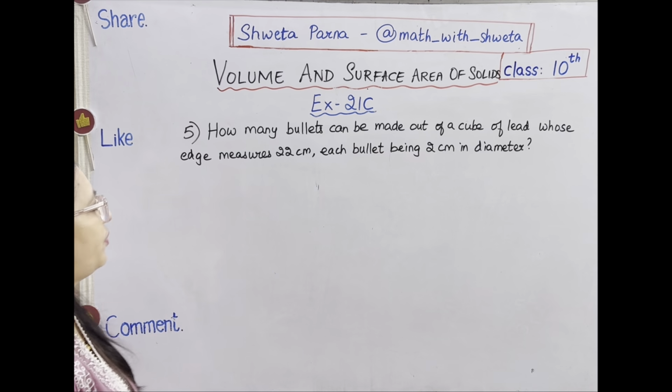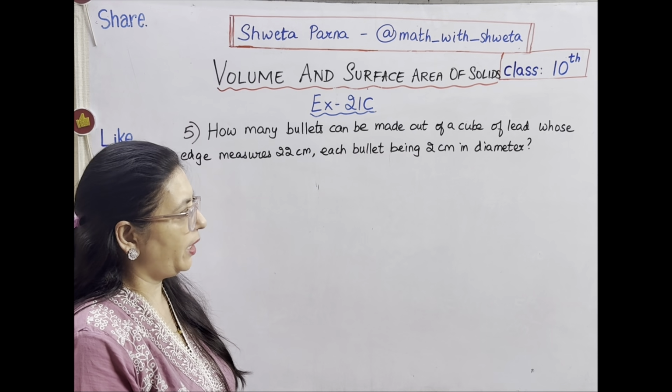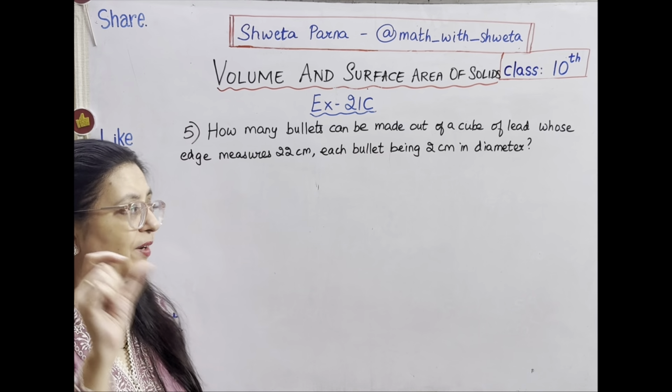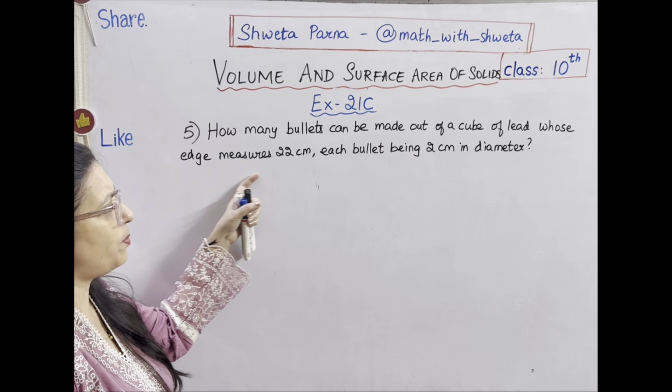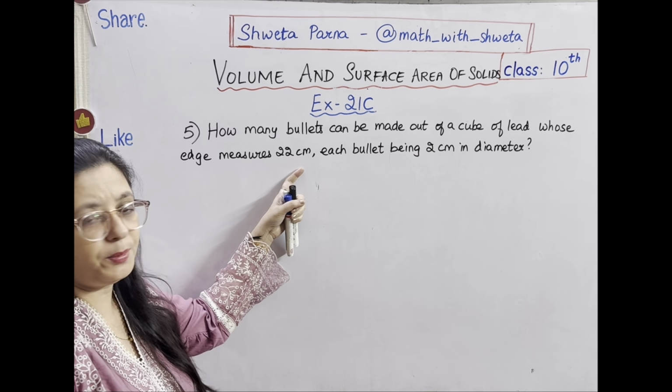Go to question number 5. How many bullets can be made out of a cube? There is a cube of lead. From that, how many bullets can you make, where the edge of the cube measures 22 centimeter, and each bullet is 2 centimeter in diameter?